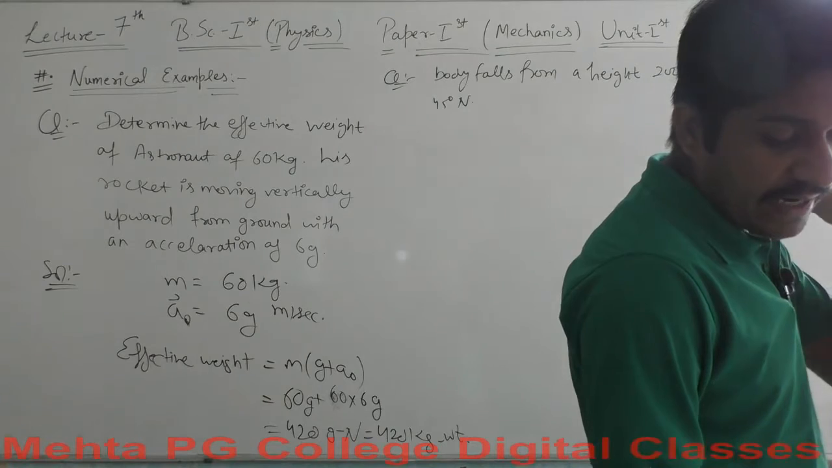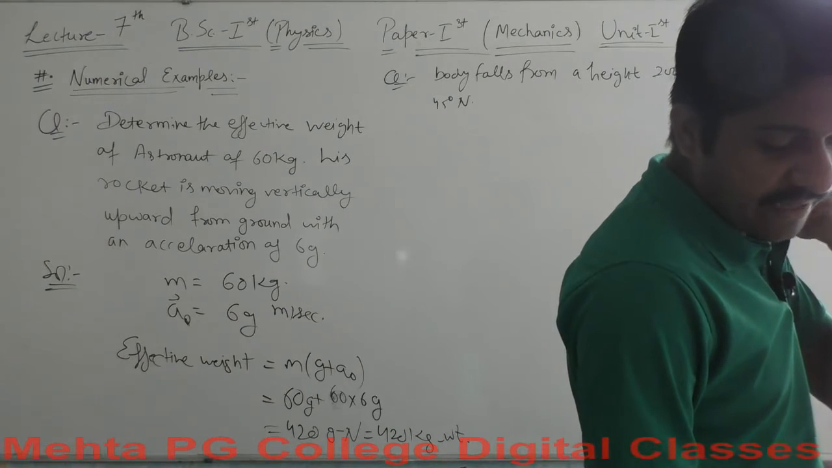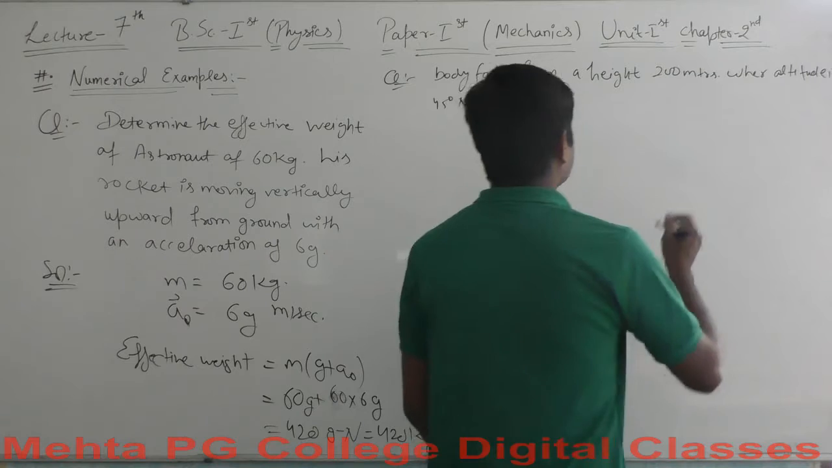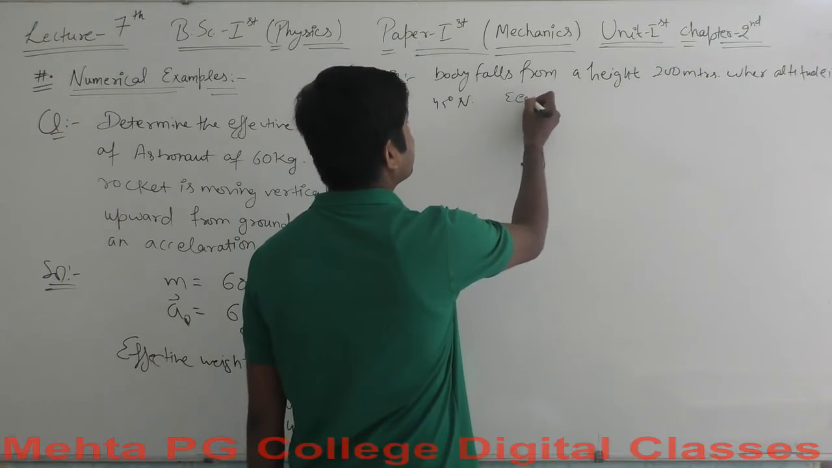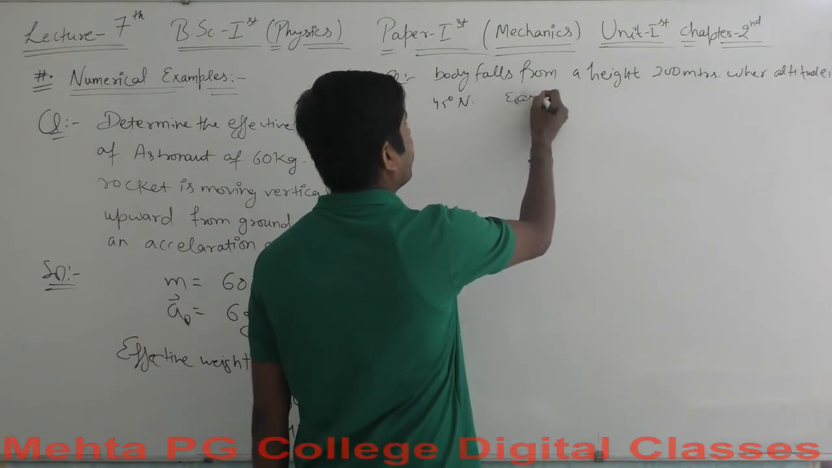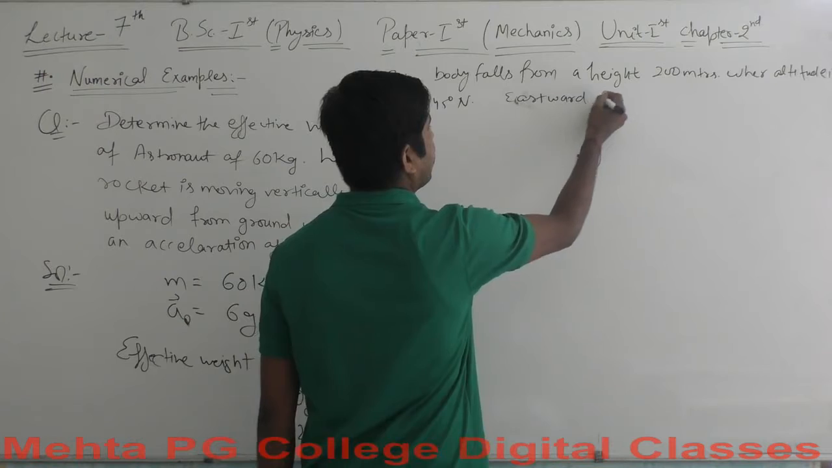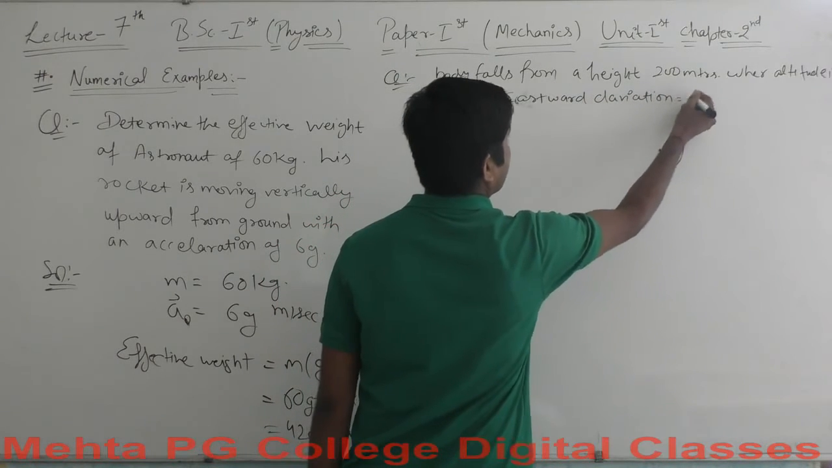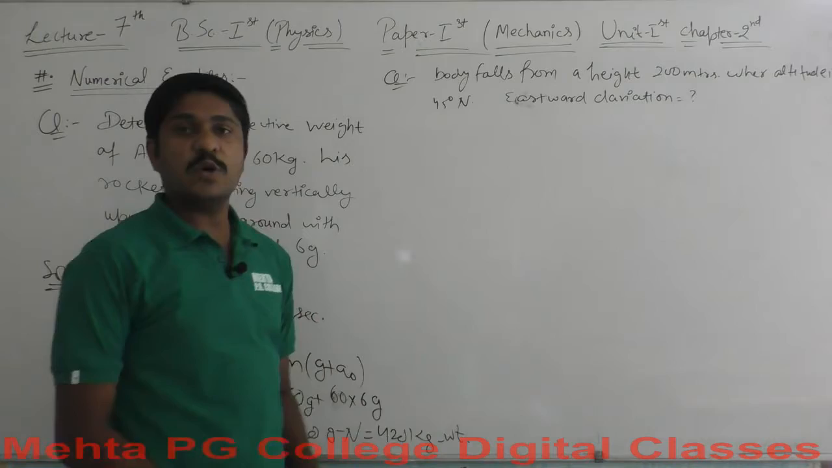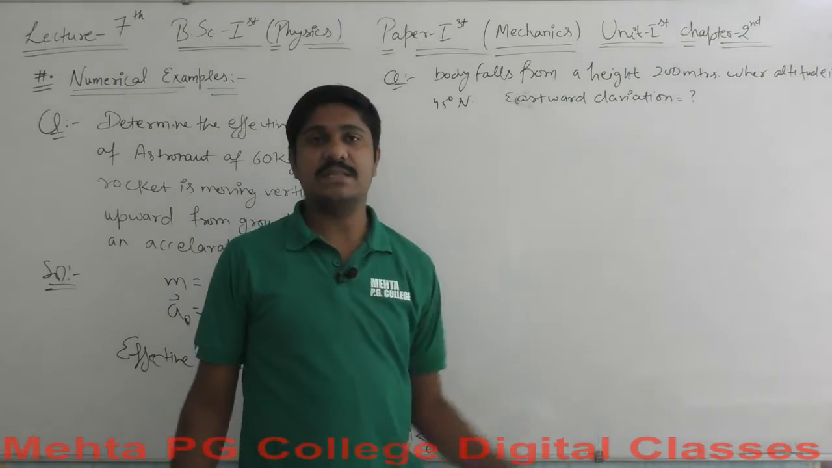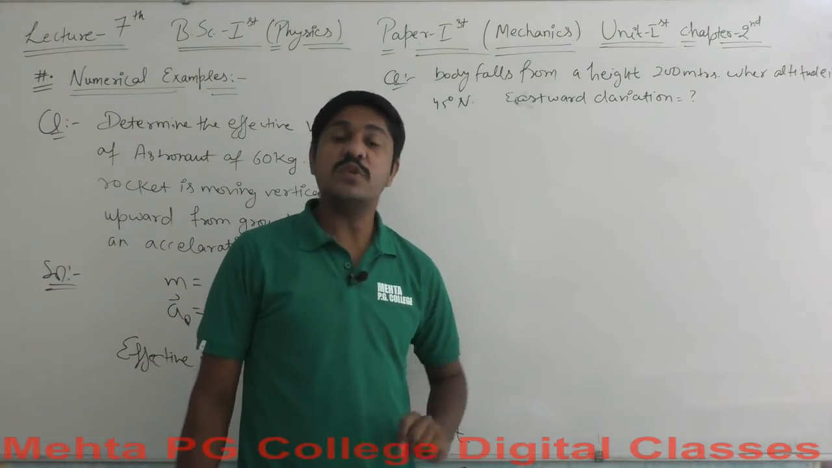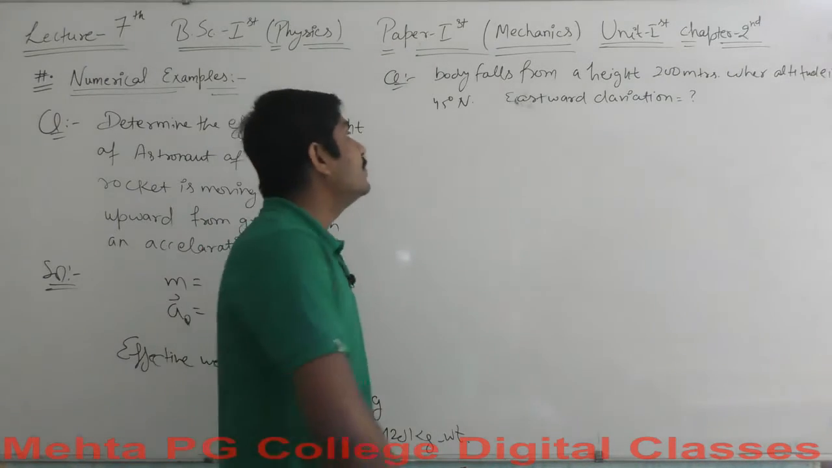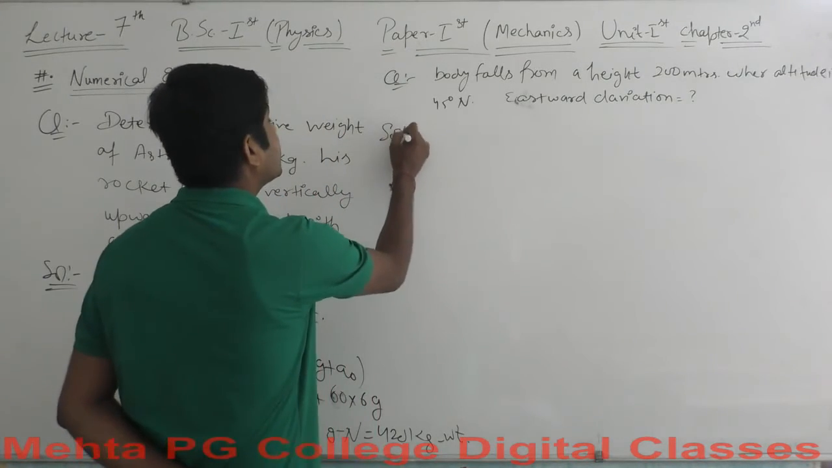Find the eastward deviation of the body with respect to the place directly below, due to rotation of Earth. We are asked to find the eastward deviation. How much will the body go towards the east? Let's start solving.